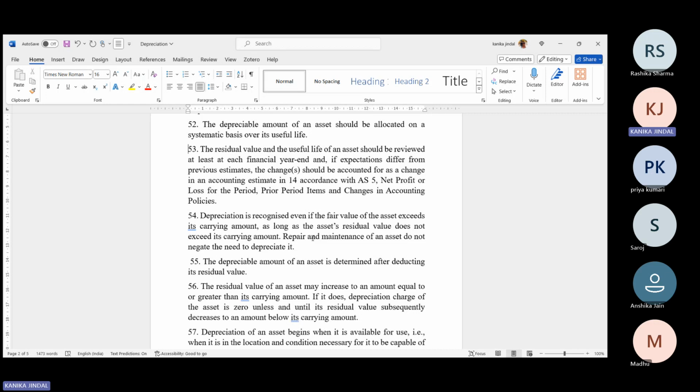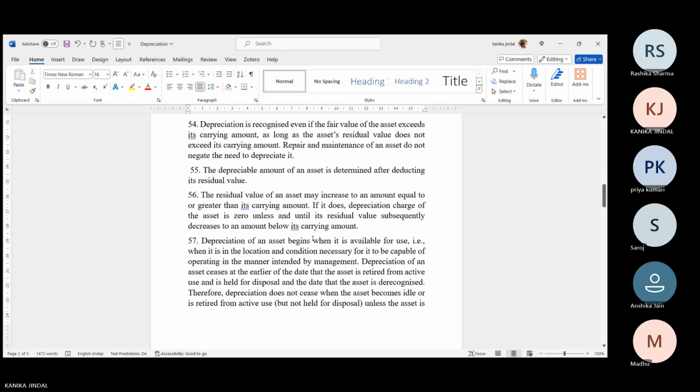Carrying amount is the amount at which the asset is placed in the balance sheet. If it exceeds, then the depreciation charge of the asset is zero, and zero until and unless its residual value decreases to an amount below the carrying amount. तब तक depreciation charge नहीं करेंगे जब तक उसका residual value उसके carrying amount के बराबर या उससे कम नहीं हो जाता.